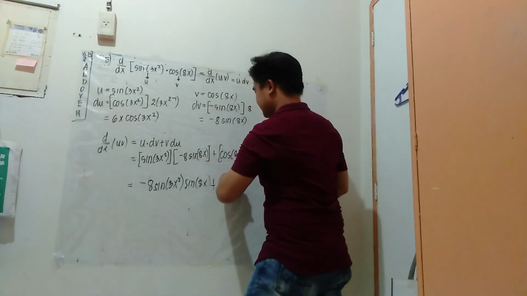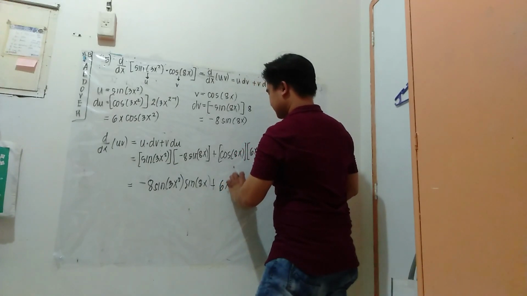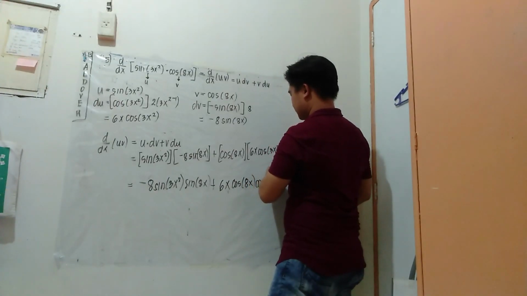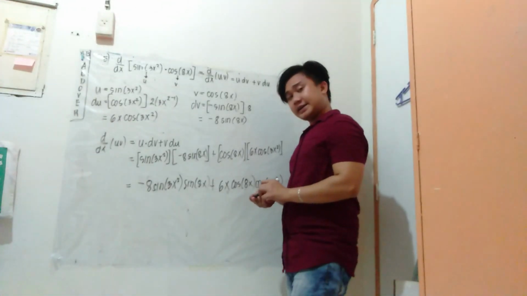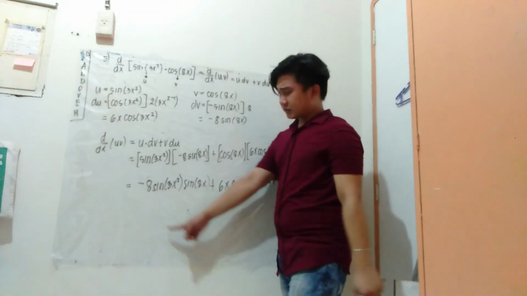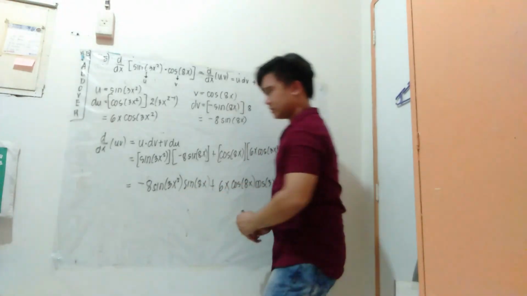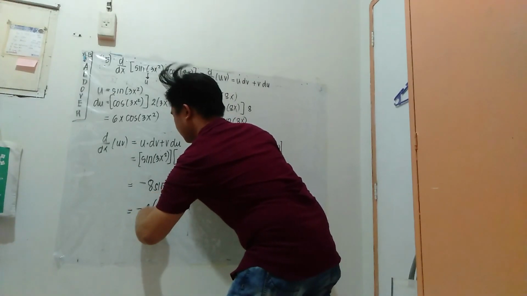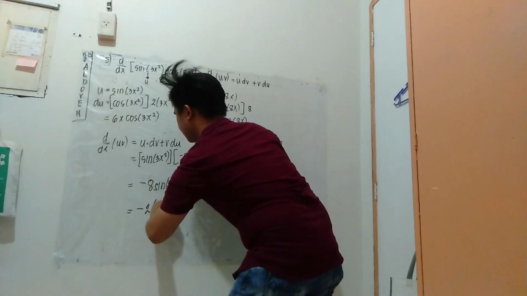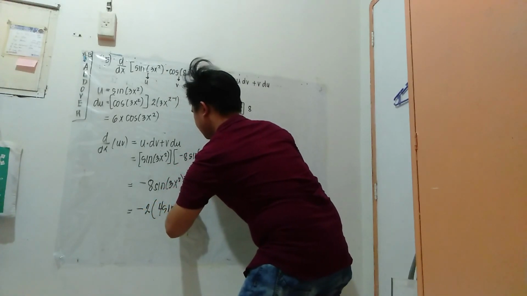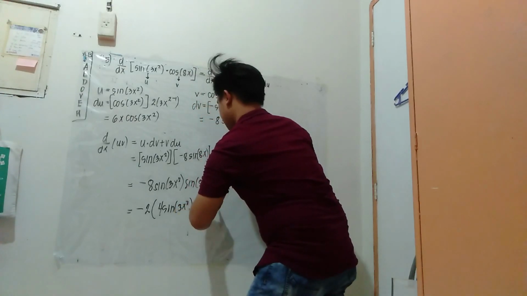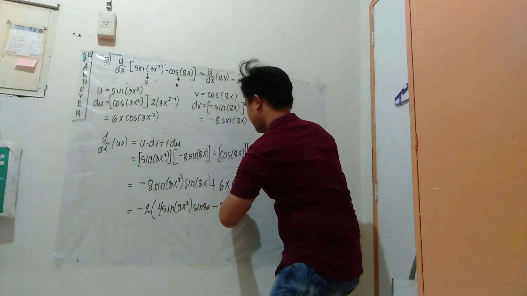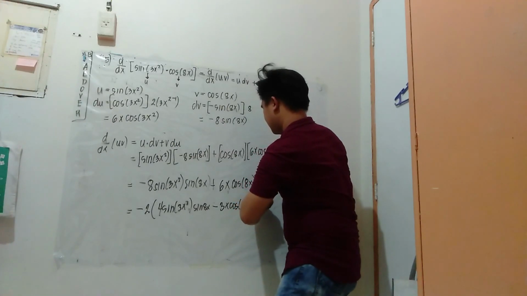Plus 6x cosine of 8x cosine of 3x squared. Tingnan lang natin kung may masisimplify pa tayo. Meron. Common factor ng 8 at 6 ay 2. So, labas lang ako dito. Negative 2 times 4 sine 3x squared sine of 8x minus 3x cosine of 8x cosine of 3x squared.